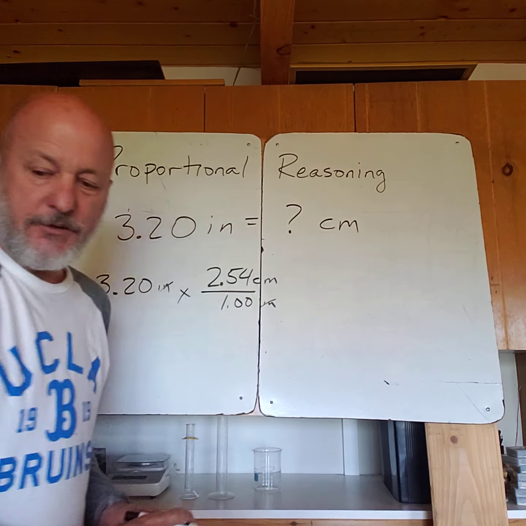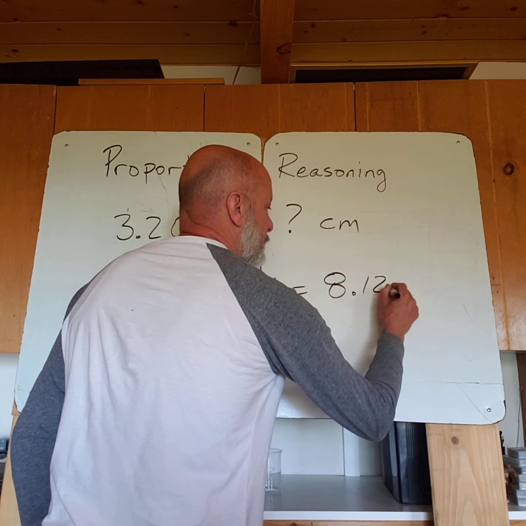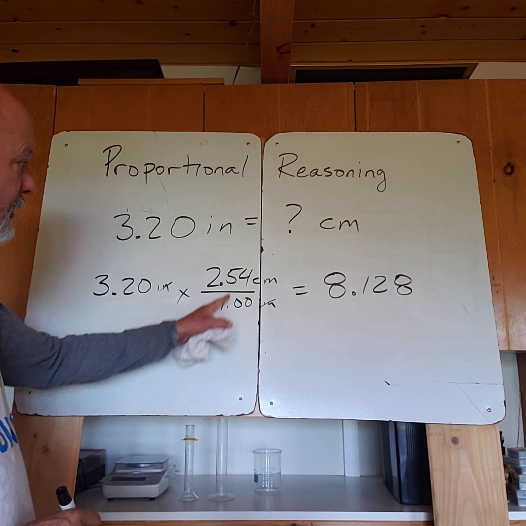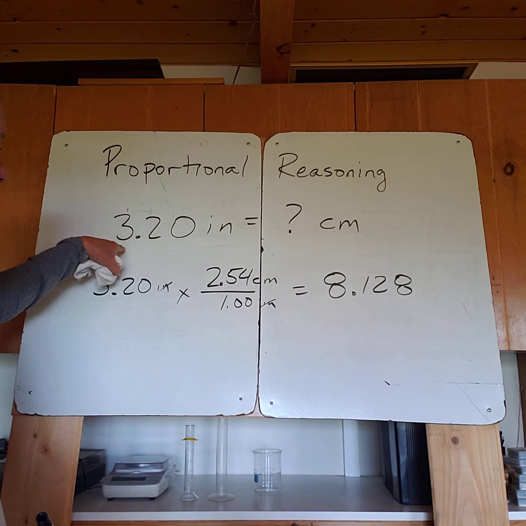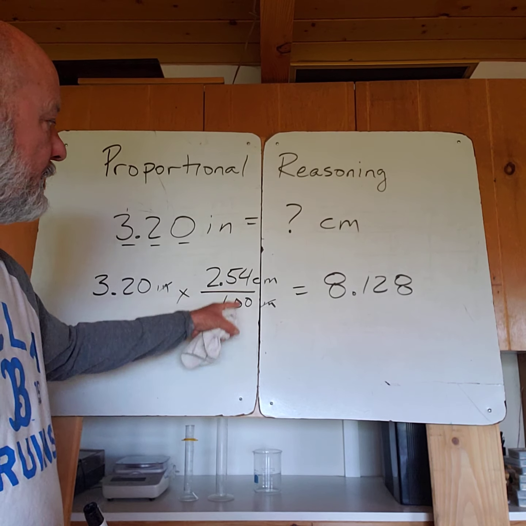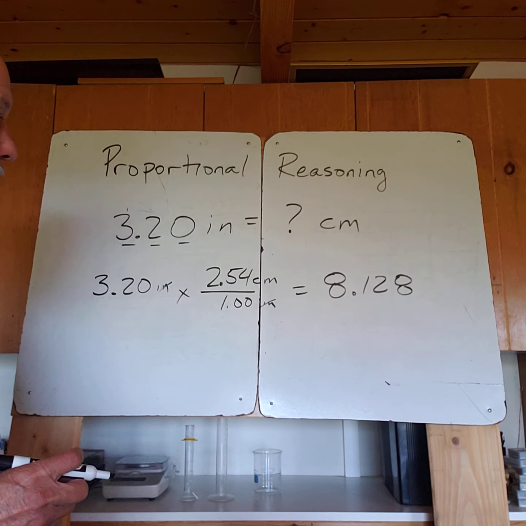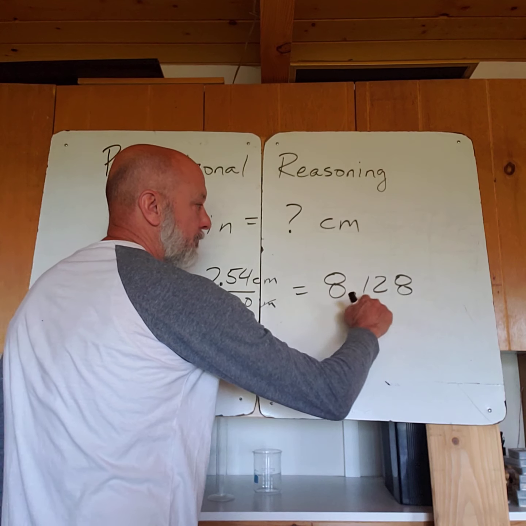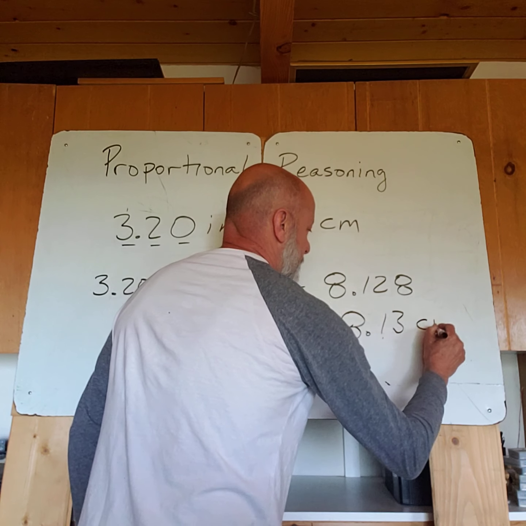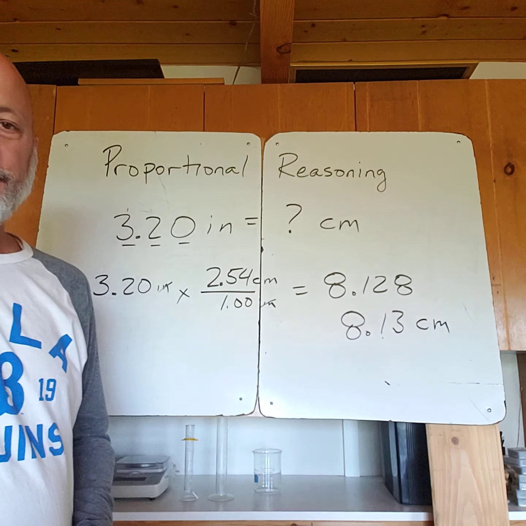I plug that into my calculator and I get 8.128. I've got 1, 2, 3 sig figs in my answer. Never let conversion factors limit the sig figs. Here's what limits my sig figs: 3.20, my original value. Let's round this to 3 sig figs, round the 8 up: 8.13 centimeters. 3.20 inches converted to centimeters is 8.13.